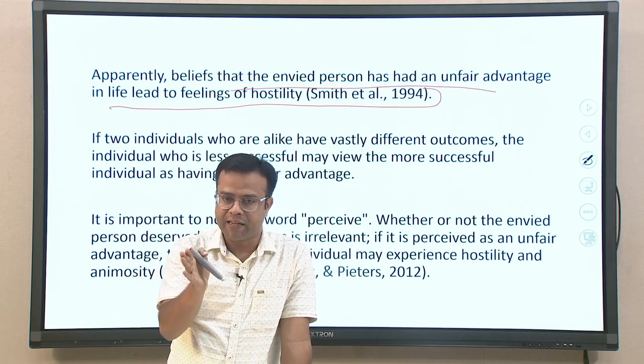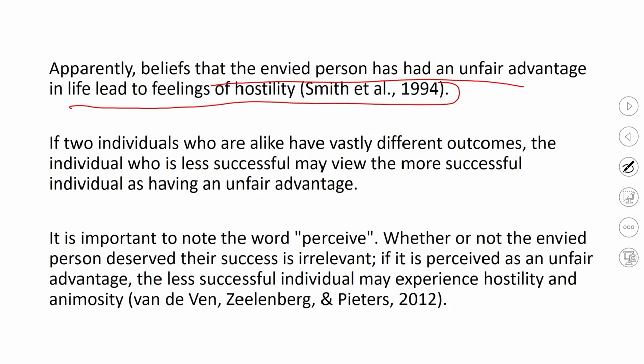Take two individuals who are alike but have very different outcomes: in terms of success, one has achieved high and one could not. The individual who is less successful may view the more successful individual as having an unfair advantage. He may feel envious simply by looking at this person, who has got some unfair advantages which helped him to go into success while he or she could not. That belief, that kind of perception, that kind of thought process, can lead to malicious envy.